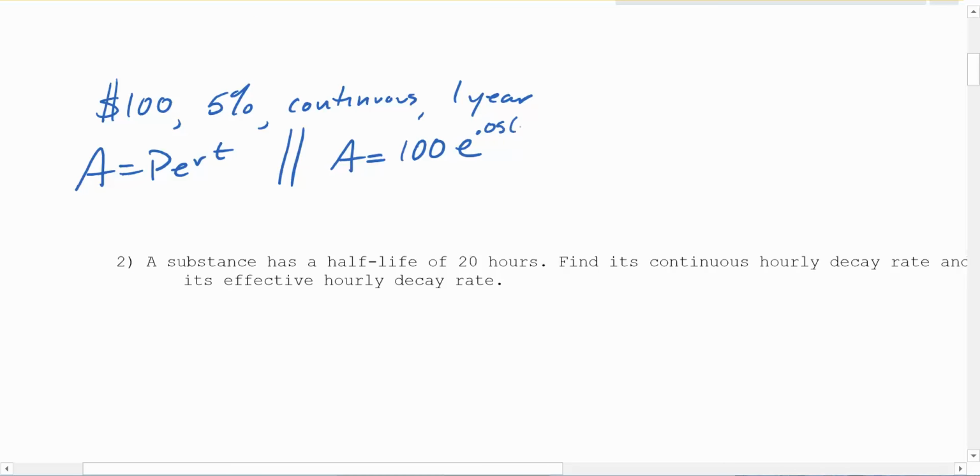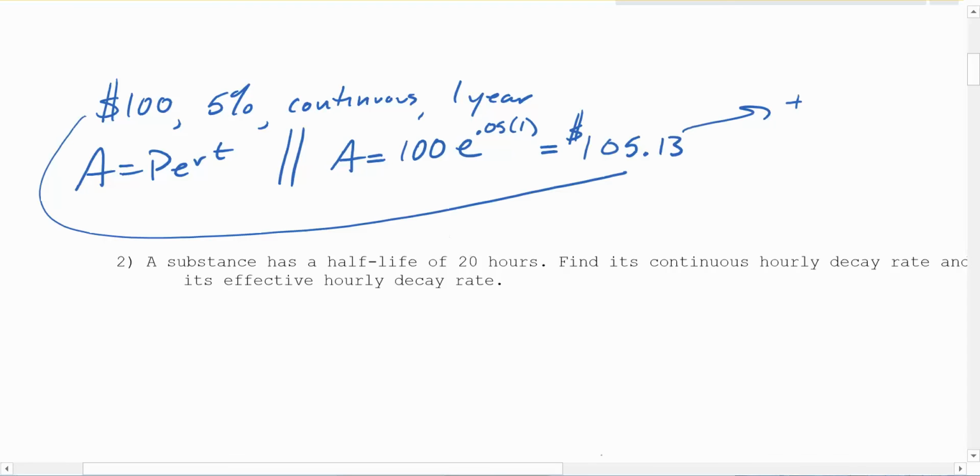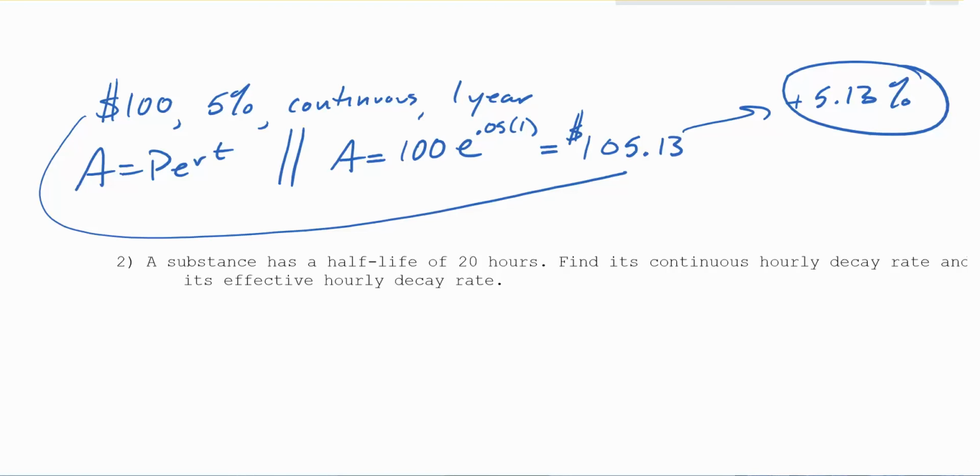0.05, and it's 1 year, so it's times 1. Someone do that on their calculator for me. Do that right now on your calculator. 5.13% interest rate. Do you agree? How do you turn 100 into 105.13? You multiply by 1.0513. Here's the thing. What was our continuous interest rate? 5. What's the effective interest rate? 5.13. 5% continuously is the same thing as 5.13 once.